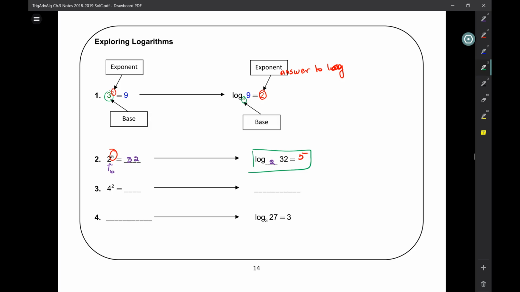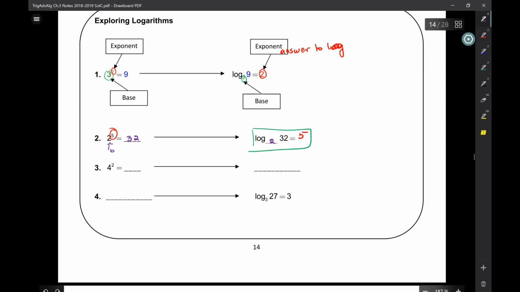Does this get any harder or is it just like this? A little bit, but once you understand, it really can't get very hard. So 4 squared equals 16. So now how are we going to write this? Log base 4 of 16 equals 2. What is this asking? It's asking 4 to the power of what gives me 16, and that's 2. The answer to the logarithm is always the exponent.